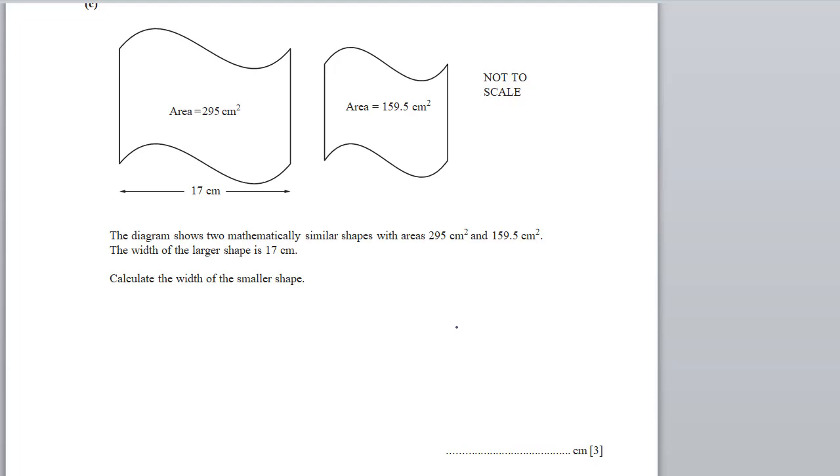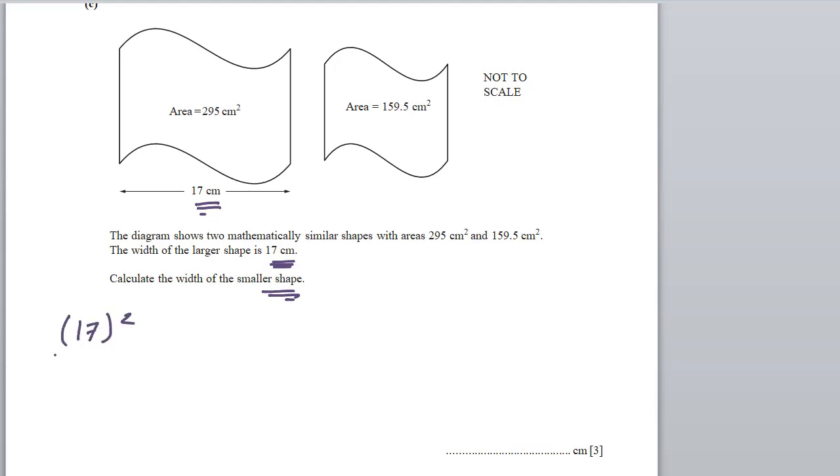Now the diagram shows two mathematically similar shapes with areas 295 centimeters squared and 159.5 centimeters squared. The width of the largest shape is 17 centimeters, which is this one. Calculate the width of the smaller shape.